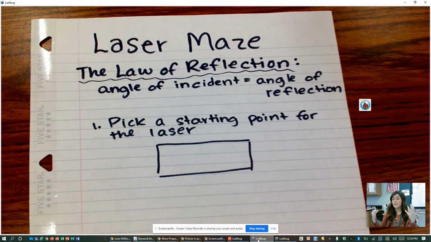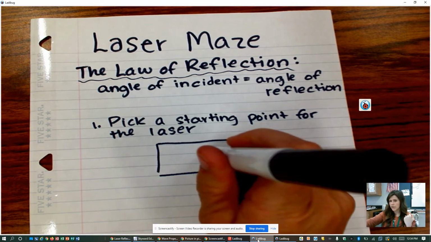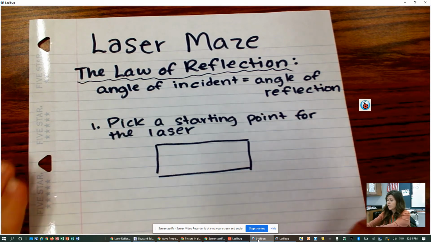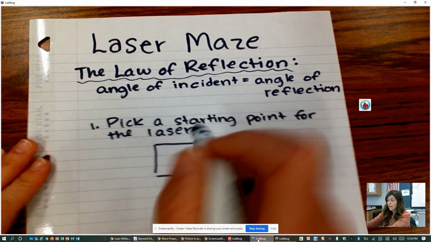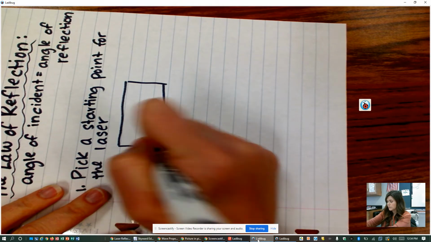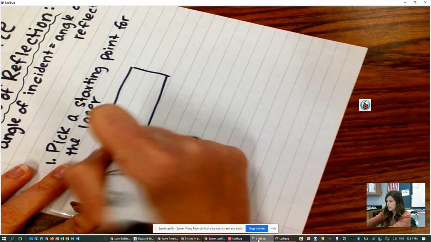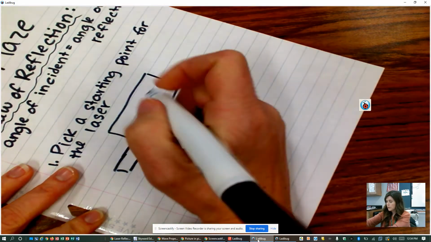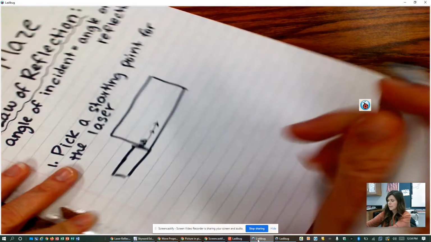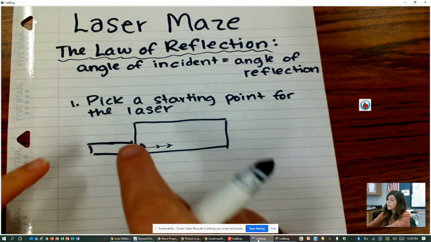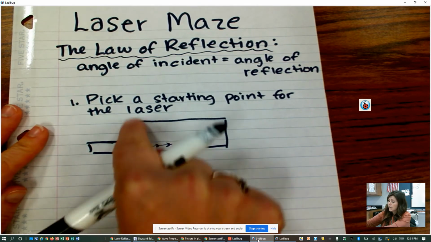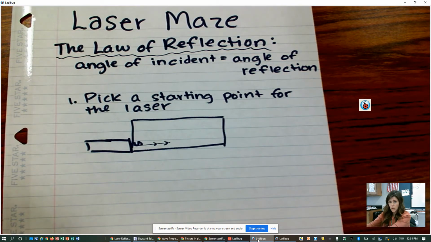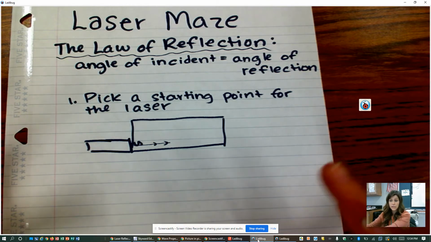With that being said, your laser can't start in the middle. Your laser has to start on the outside edges. So let's say you're going to tell me to start the laser right here. I'm going to use S for start. So that means the laser is going to start here and it's going to shine this way, and I'm going to draw little arrows showing that the light is going this way. Your laser does not have to start there. It can start anywhere along the edges of the paper, but it does have to start on the outside. So that's step one, choosing where it's going to start.